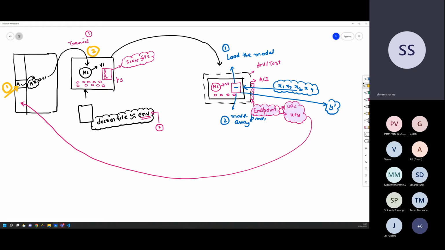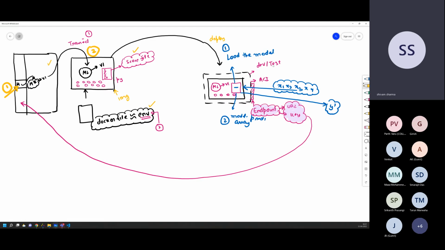To create the container image, we need the trained model, which is already trained and saved with us. We need that, one. We also need the environment file, second, and we need the score file, 3 things. We'll create the image over here, the Docker image. Then this Docker image is the one which is deployed after that.